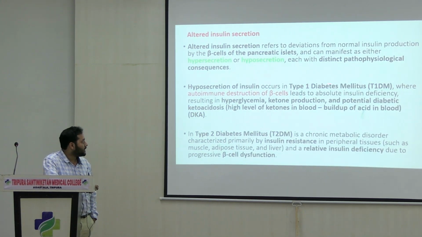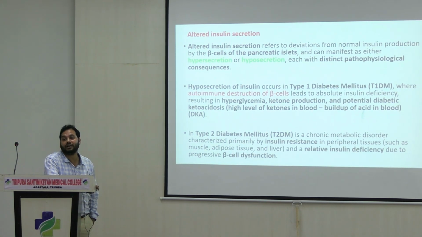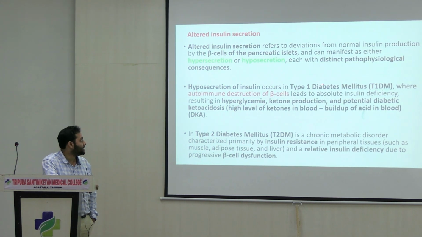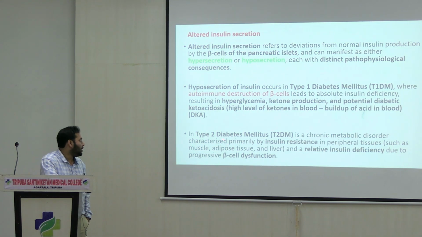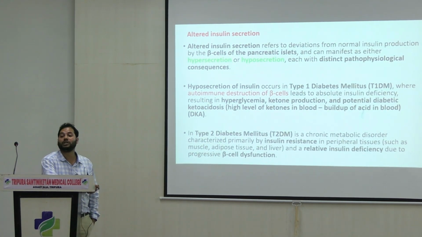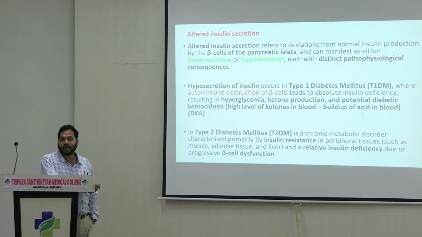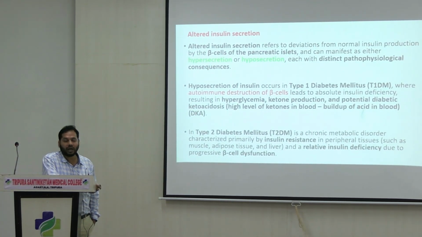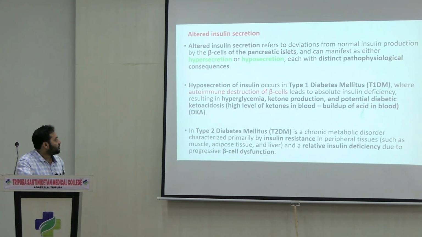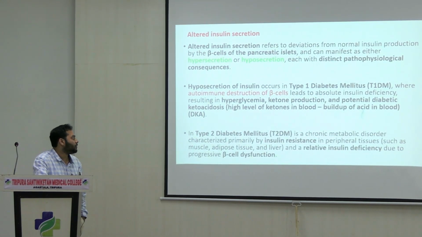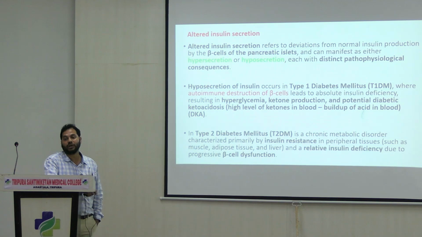The most important one is the development of a special condition called diabetes, right? Both hypersecretion and hyposecretion are related to the development of diabetes. As you can see, both type 1 diabetes and type 2 diabetes may develop with altered insulin secretion. So what is the physiological basis of type 1 diabetes, and how does insulin secretion contribute to its development? See here, hyposecretion of insulin occurs in type 1 diabetes mellitus, where autoimmune destruction of the beta cells leads to absolute insulin deficiency.